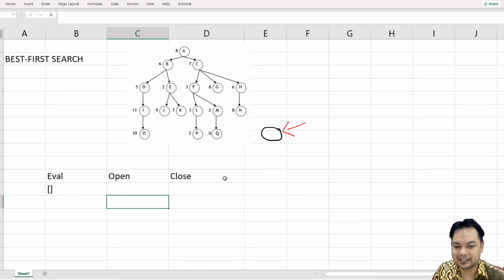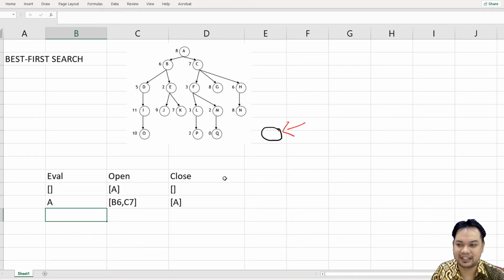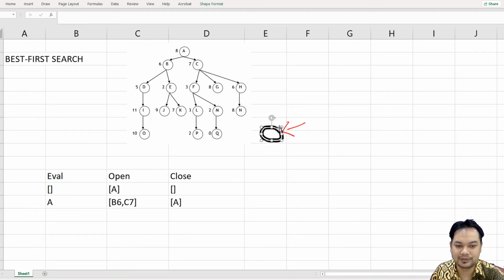So first, null or empty node, you have A, and then close. And then you have A, and then you open with B6 and C7. So you have to attach the number. For A, walaupun ada number, kita jarang tulis lah, because A does not have a competitor. Sebab A ni dia tak ada competitor lah. It does not have its own competitor.